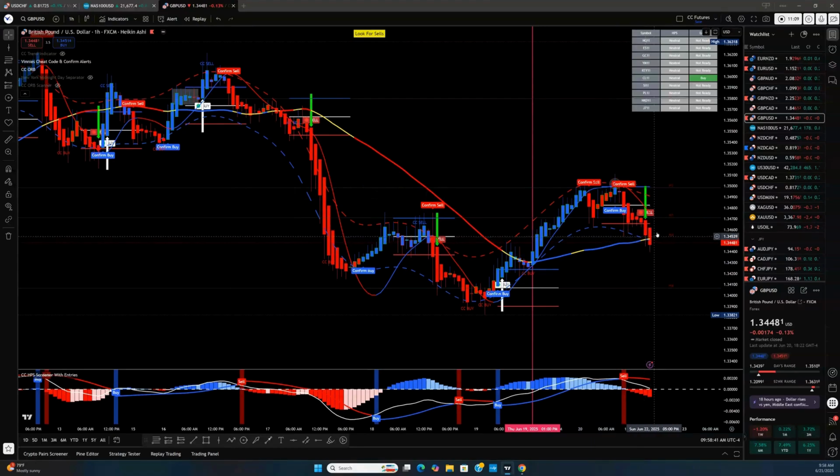Not saying you can't take counter trend trades like this here, but it's best if you wait for price to show you that it wants to go in that direction. So here was a beautiful winning trade, and also here was a beautiful winning trade. Price broke to the downside, got a signal. You would have entered when price pulled back a little bit and got a quick scalp.